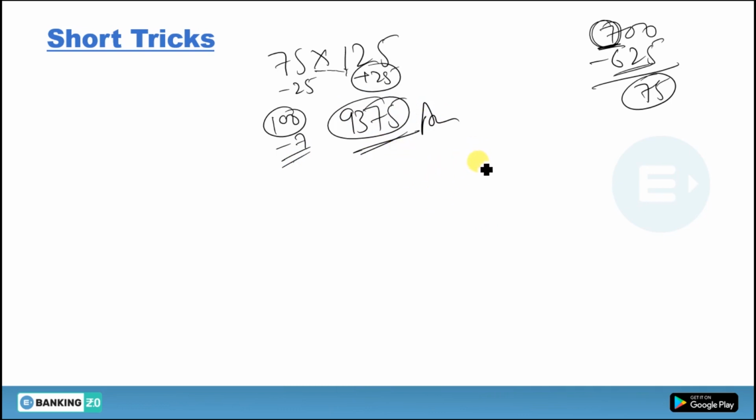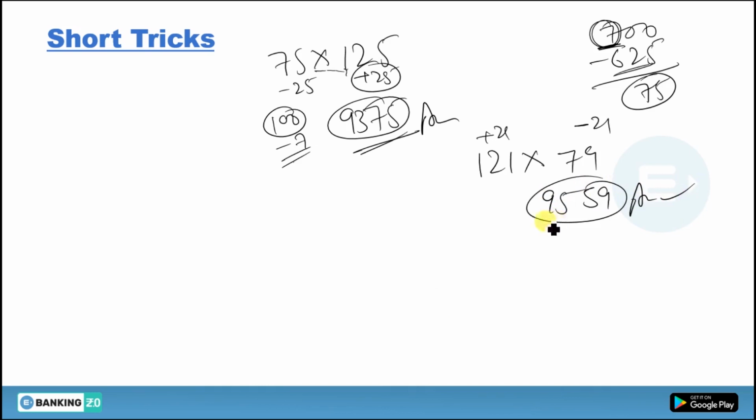Now see one thing, if you multiply 121 by 79, this one is plus 21, this one is minus 21. What are you going to get? Minus 441. Now subtract 441 from the next number, which is 500. You're getting 59. Just remember one thing in your mind: you have subtracted from 500, it means you have to subtract 5. So subtract 5 from 100, what are you going to get? 9559 is the answer. This is quite simple.